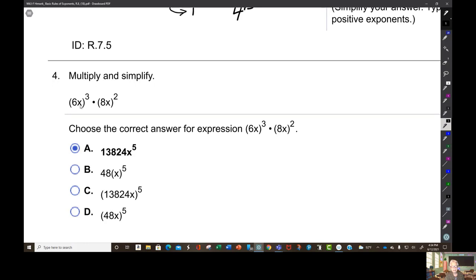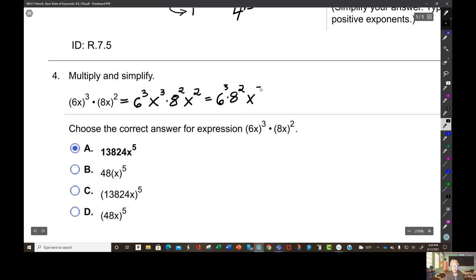Now here we have 6x in parentheses raised to the 3rd power and 8x in parentheses raised to the 2nd power. We're going to have to break into those parentheses first. This is going to be 6 to the 3rd power times x to the 3rd power times 8 to the 2nd power times x to the 2nd power, which will be 6 to the 3rd power times 8 to the 2nd power. We'll figure those out in a minute.